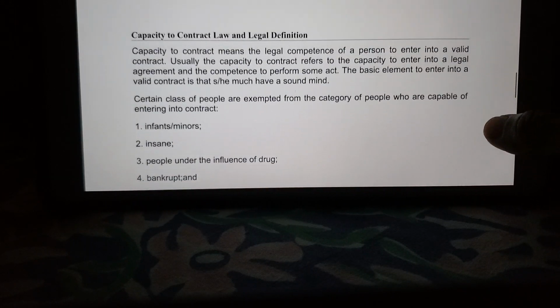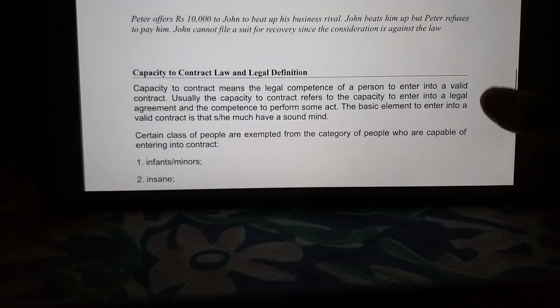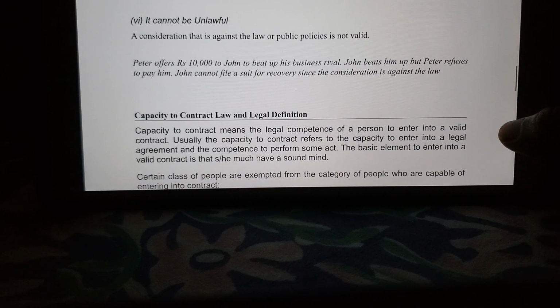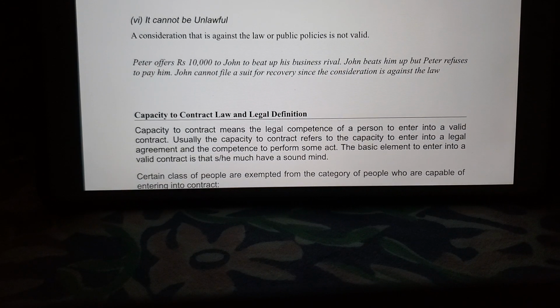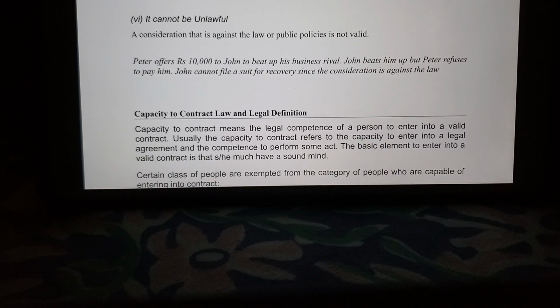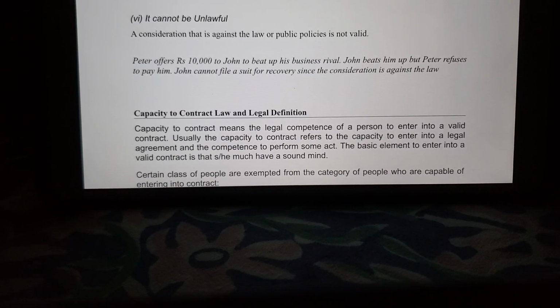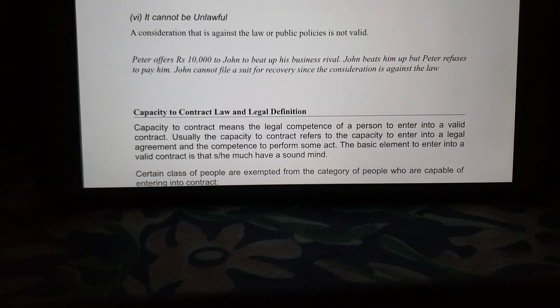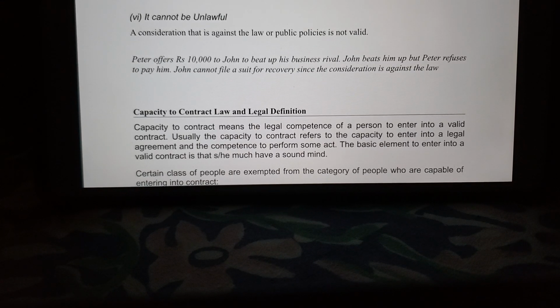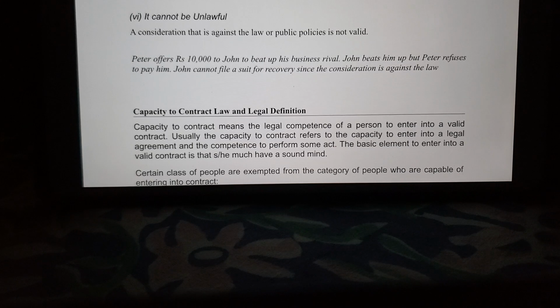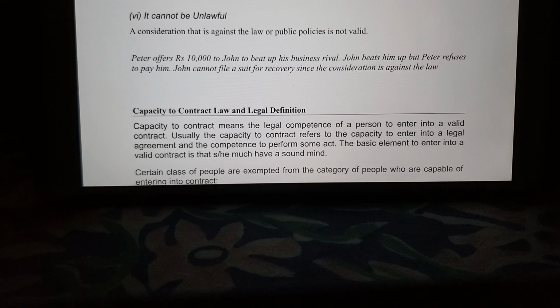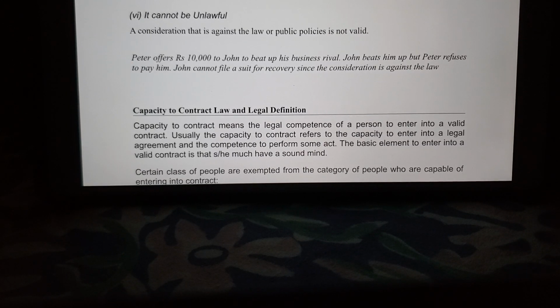Sixth point, sixth characteristic, it cannot be unlawful. A consideration that is against the law or public policies is not valid. Peter offers rupees 10,000 to John to beat up his business rival. John beats him up, but Peter refuses to pay him. John cannot file a suit for recovery since the consideration is against the law.